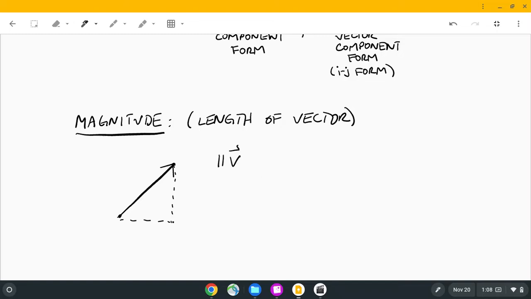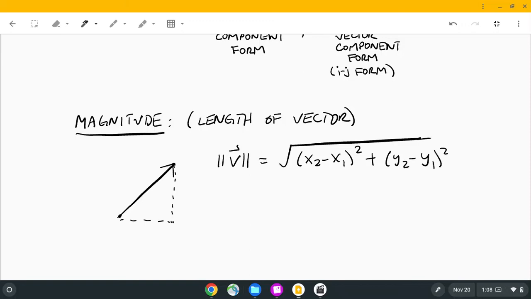So this is the notation for magnitude. The magnitude of vector v is equal to the distance formula or Pythagorean theorem, where it's the square root of (x2 minus x1) squared plus (y2 minus y1) squared.